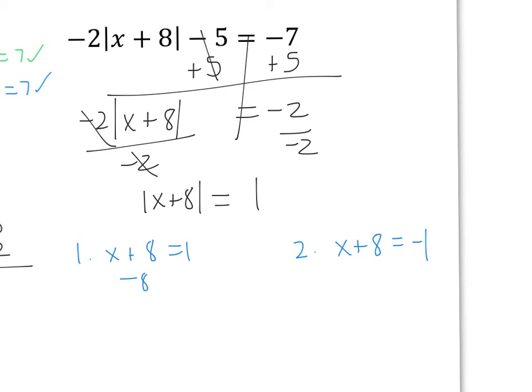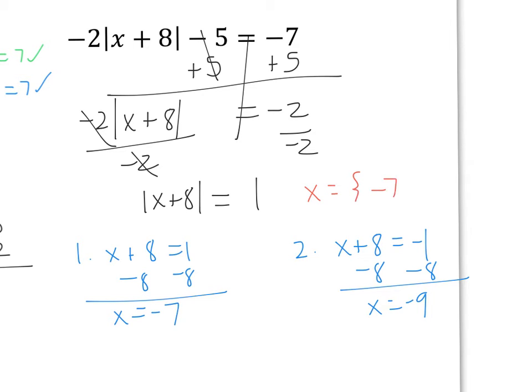Now I will solve both equations, and I get x equals negative 7, and I get x equals negative 9. So my two solutions here are x equals negative 7 and negative 9. But let's double check our answers here.